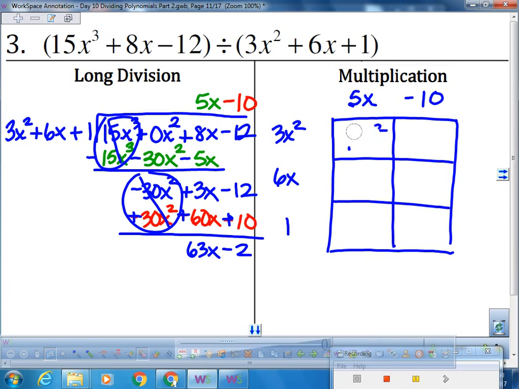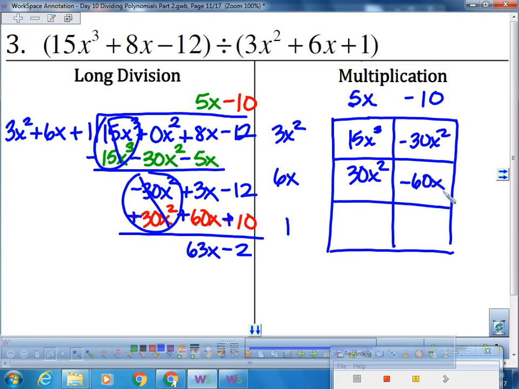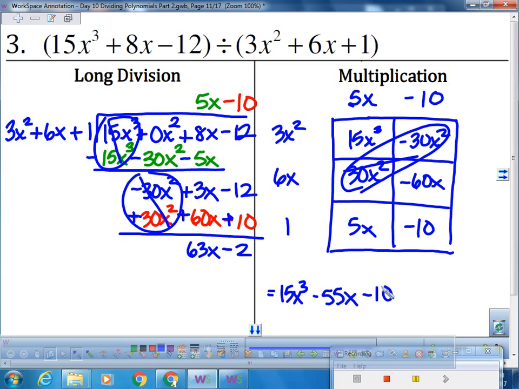X cubed, sorry. 3 times 10 is negative 30x squared. 6x times 10 is negative 60x. 5x minus 10. So we have 15x cubed. These two cancel each other out. I have a negative 60x and a 5x, which makes negative 55x minus 10. Then I'm going to add my 63x, my remainder, and my negative 2.